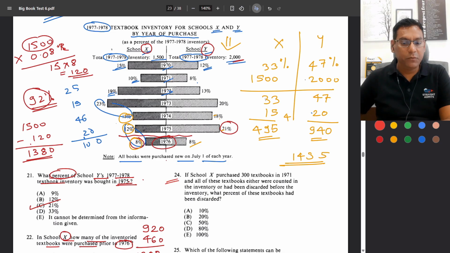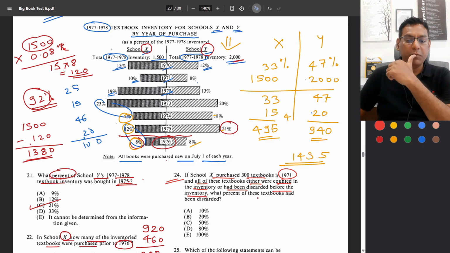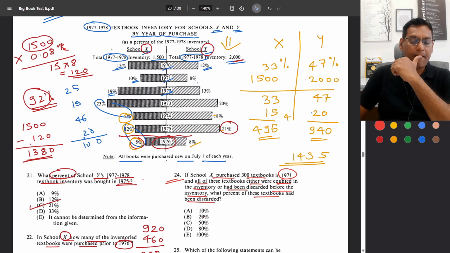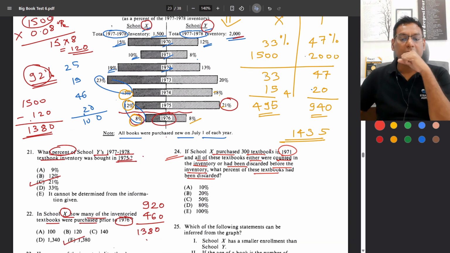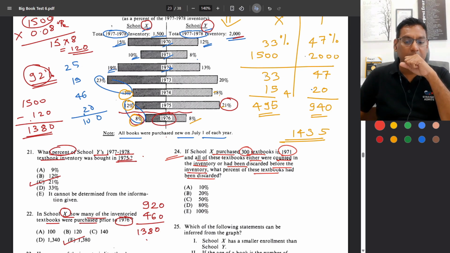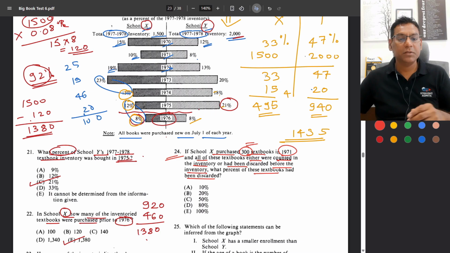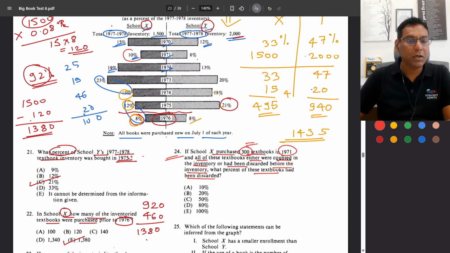Okay, question 24. If school X purchased 300 textbooks in 1971, and all of the textbooks either were counted in the inventory or had been discarded before the inventory, what percent of the textbooks had been discarded? Interesting question. Let's understand the scenario. X school purchased 300 textbooks in 1971, and all of these textbooks were either counted in the inventory or had been discarded before the inventory. So what would this mean? First of all, let's find out what the number is according to the graph.